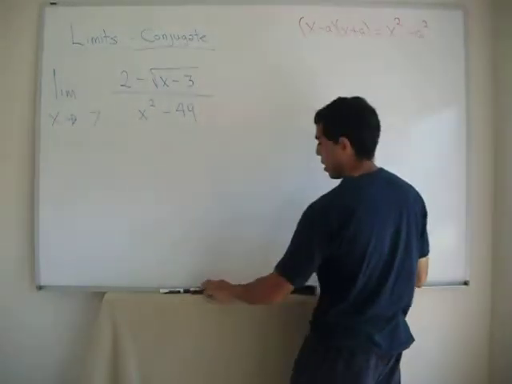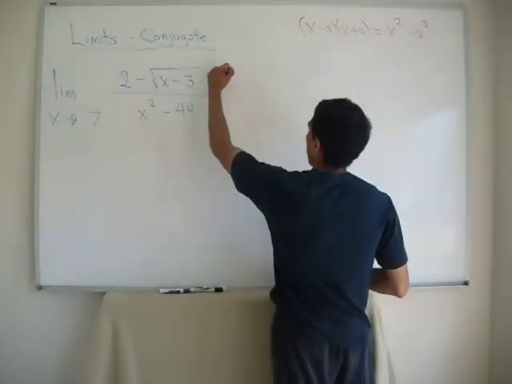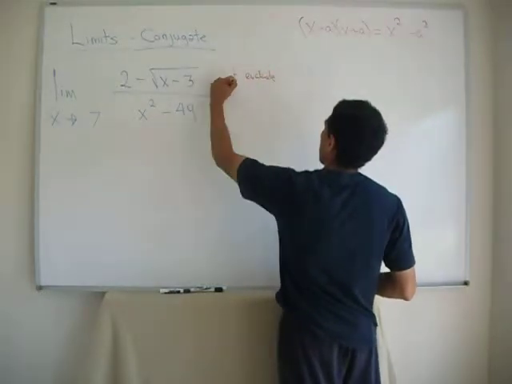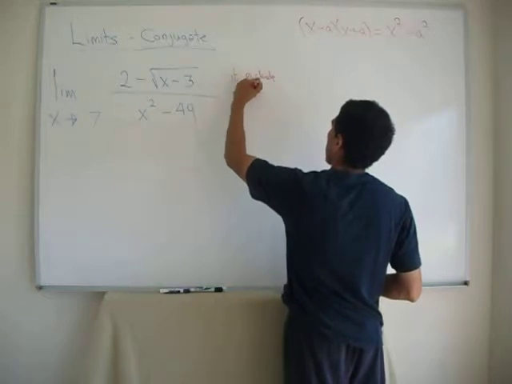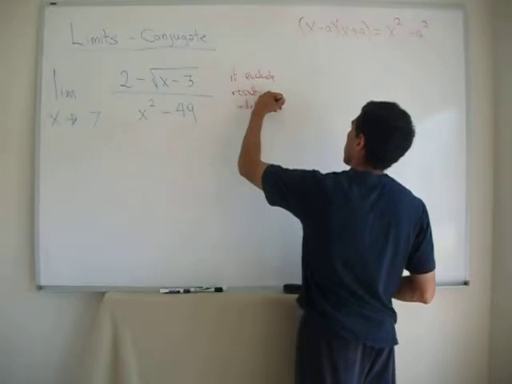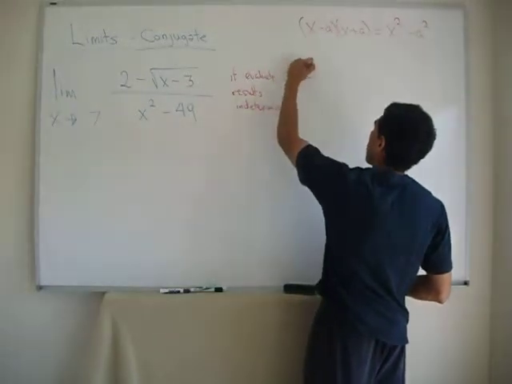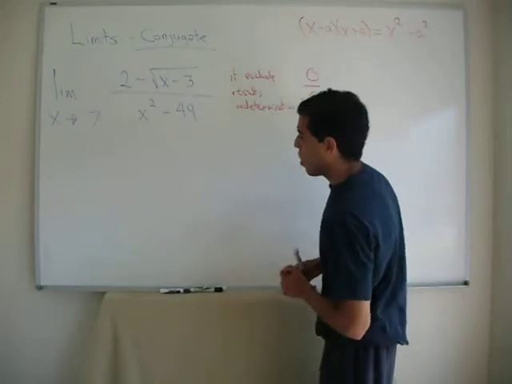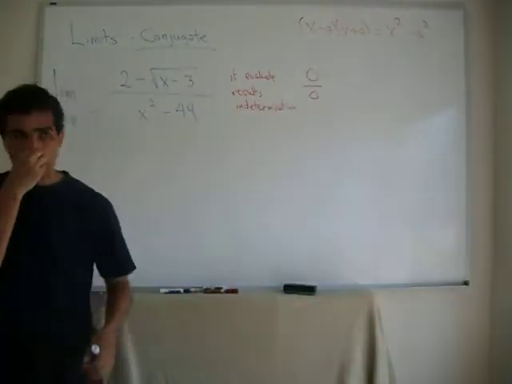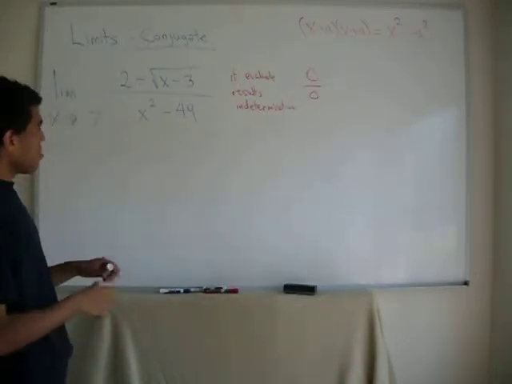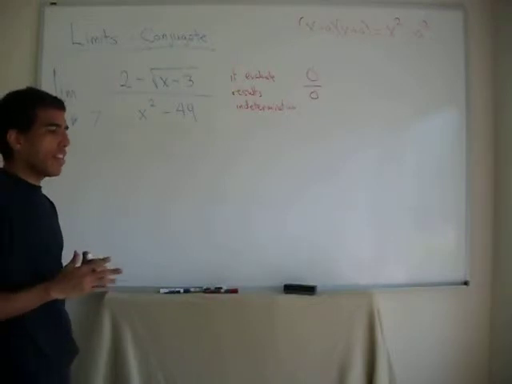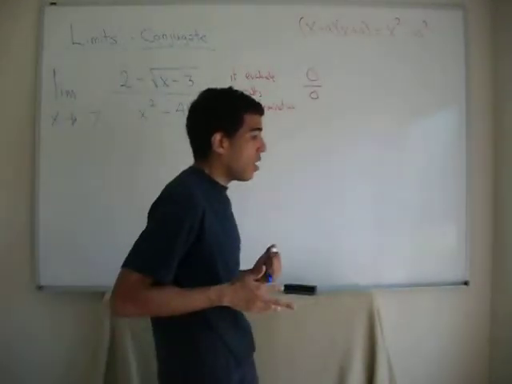So if we evaluate, we result in an indetermination: zero over zero. That means we have to simplify, solve, do whatever magic we can to get rid of the indetermination. Here's our function. The first thing you're going to ask is, how do I multiply by the conjugate? What is the conjugate?